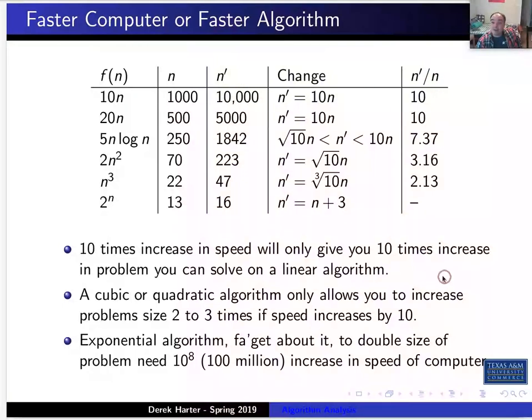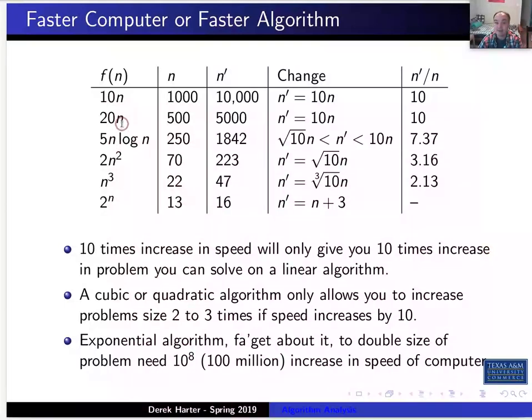So the ratio, for a linear algorithm, of what I could do before to what I can do now when I increase by some factor, like a factor of 10, is 10. And it doesn't matter what your multiplicative constant is. So this is one reason why, for these growth rates, the multiplicative constant doesn't matter as far as comparing the growth rates of these algorithms.